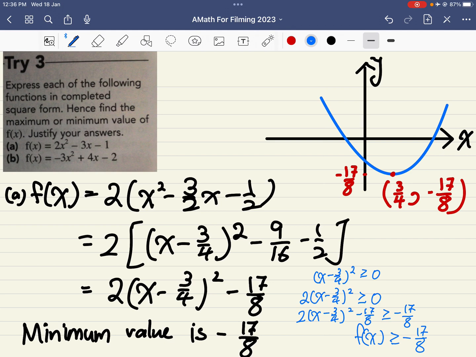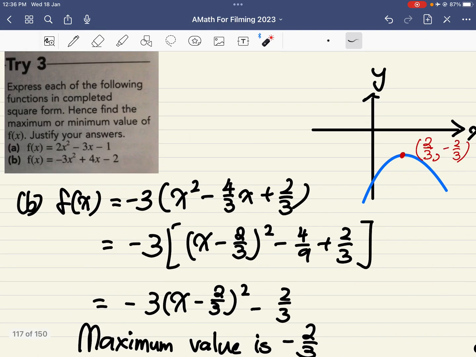Just for you to understand and put things together, I've also added in the sketch of the graph over here. Okay, for 3b, I won't explain as much. I factorized out -3 from all the terms. I've completed the square, and I've gotten this value here. So I think I missed out the working again.